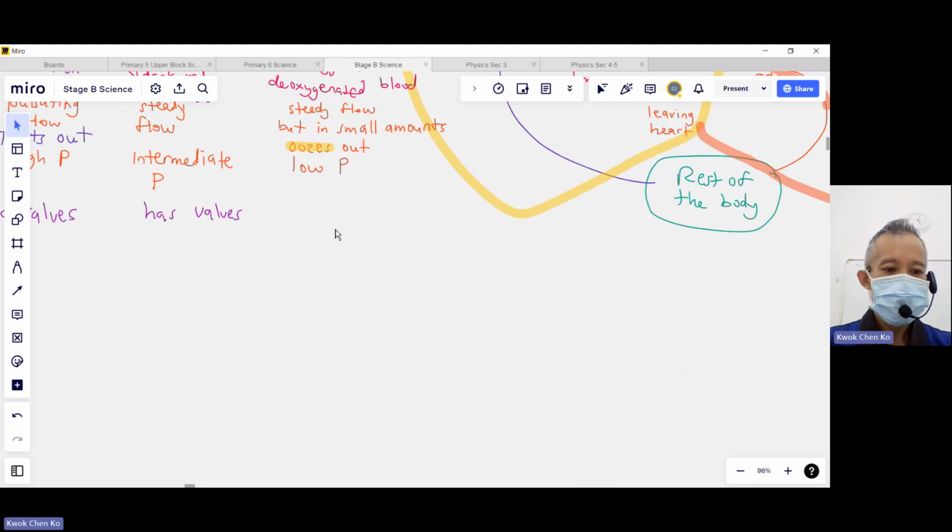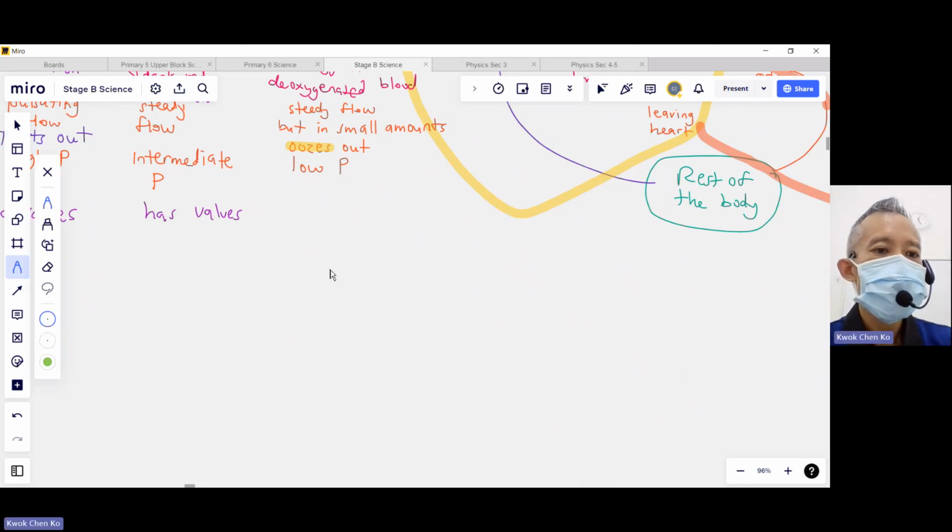Okay, guys, just write down first. I think this thing is a bit laggy today. Okay, what else? No need for valves. Basically, just a reminder, valves are to prevent backflow.